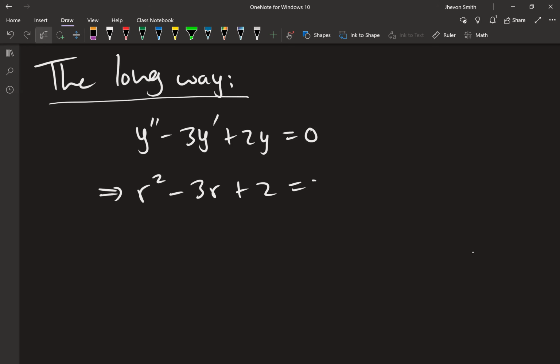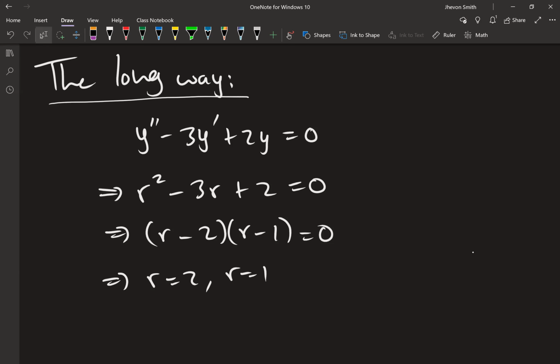I will have this characteristic equation, this guy factors. So I'd have r equals 2 or r equals 1. This means that my y1 is e to the 2t, and my y2 is e to the t.